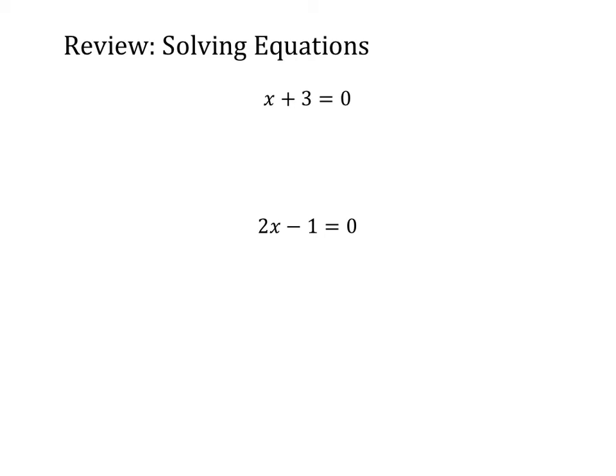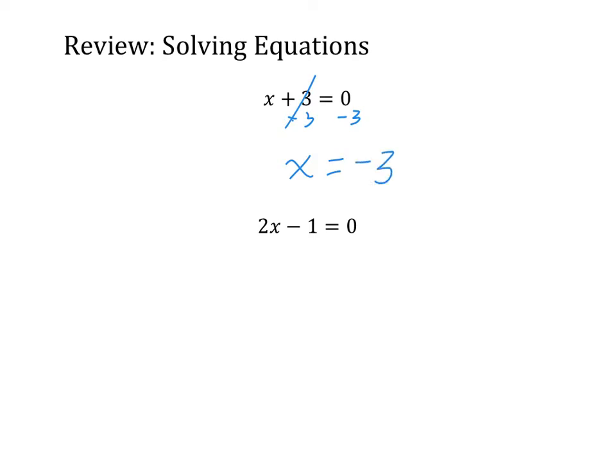So we're going to subtract 3 from each side in order to get our variable isolated. This is going to cancel out. X is equal to -3.